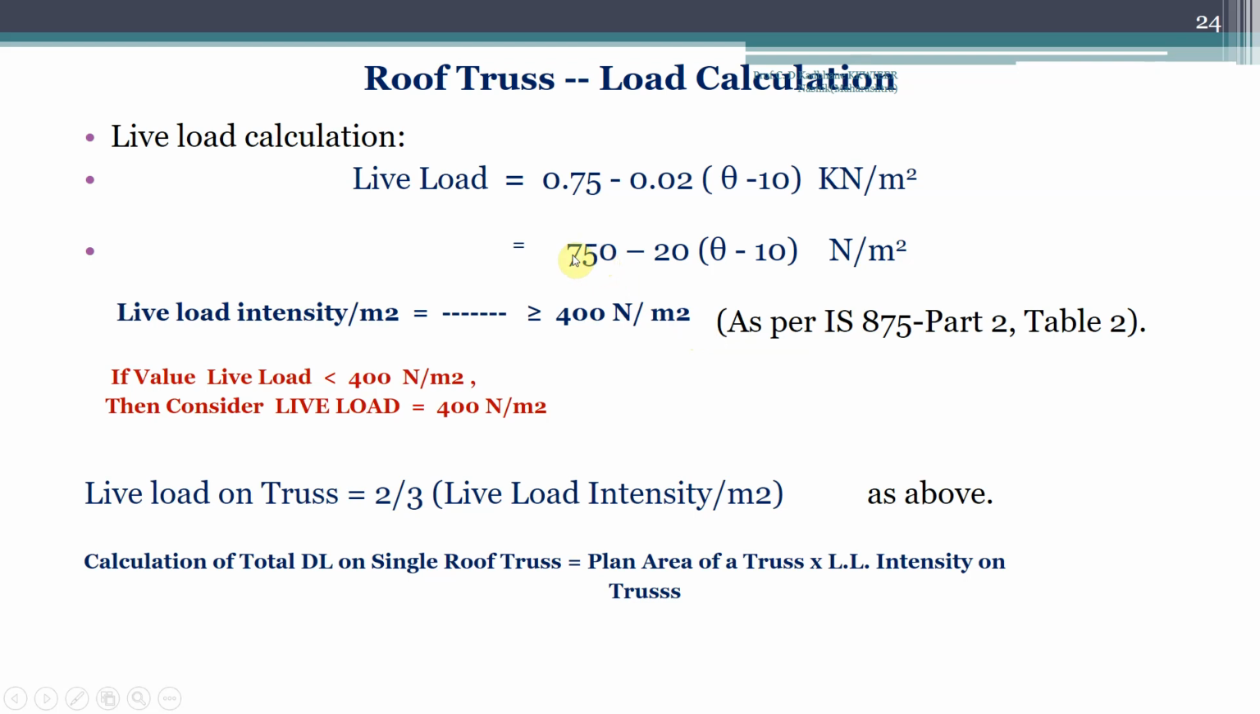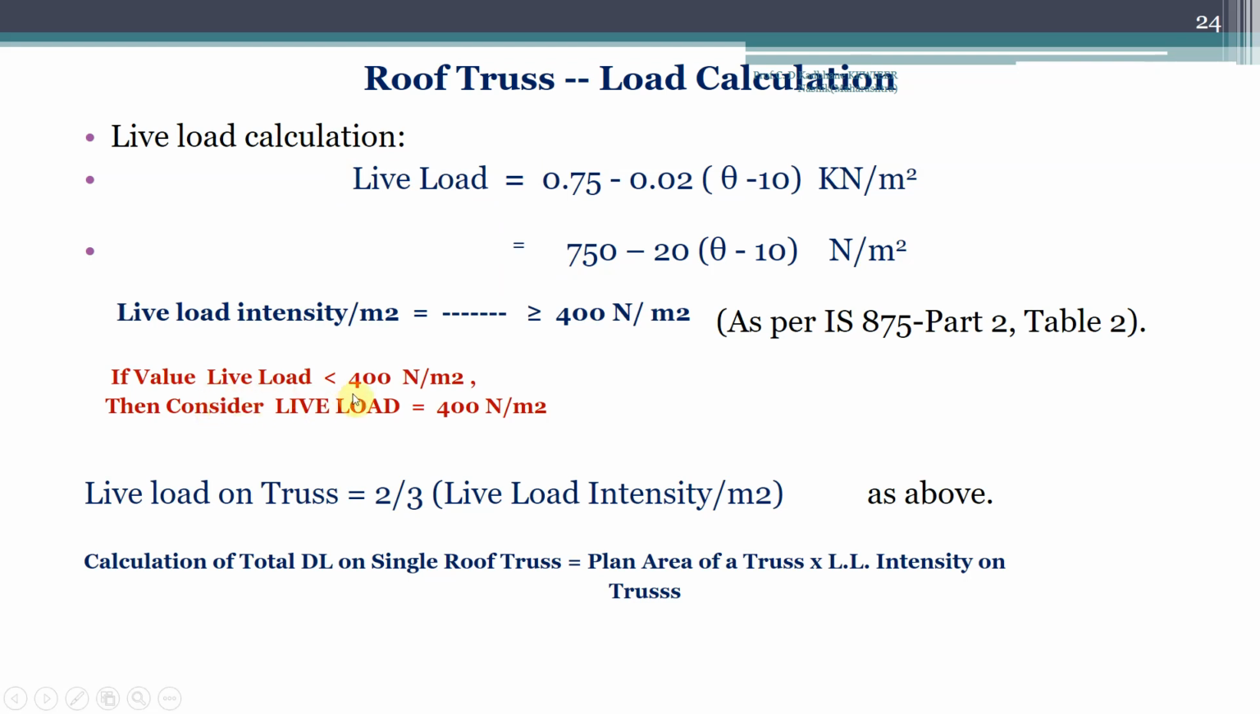Actually, this is not the condition. This live load should not be less than 400 Newton per meter square. Whatever live load is calculated on the actual structure should not be less than 400 Newton per meter square. If this value is less than 400 Newton per meter square, then we have to compulsorily consider 400 Newton per meter square as our design live load. But if the live load calculated by this step is more than 400 Newton per meter square, consider that larger value for the design of the roof truss.